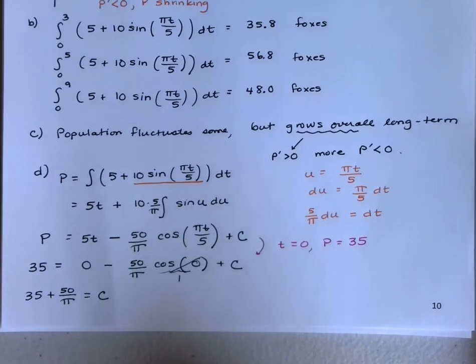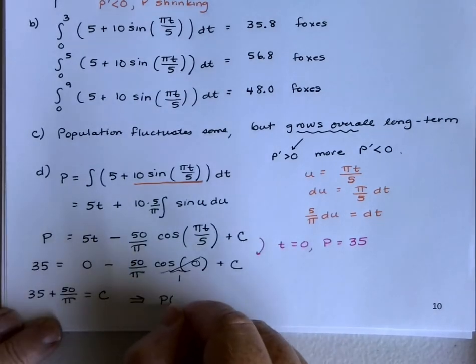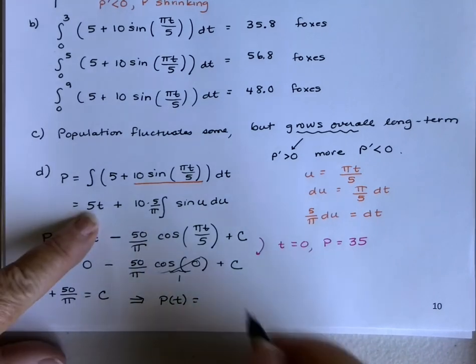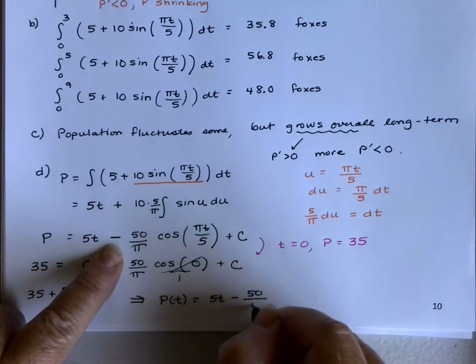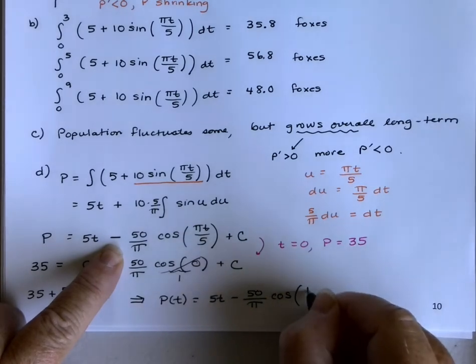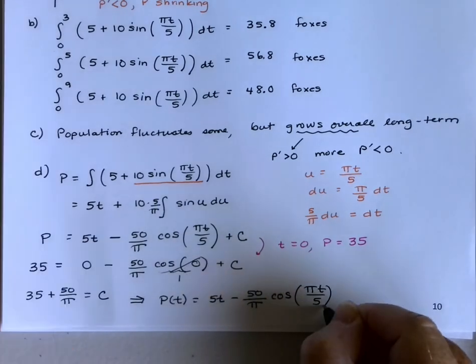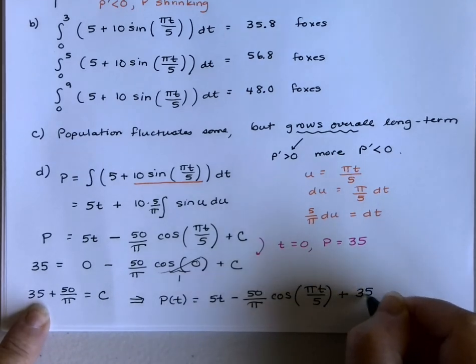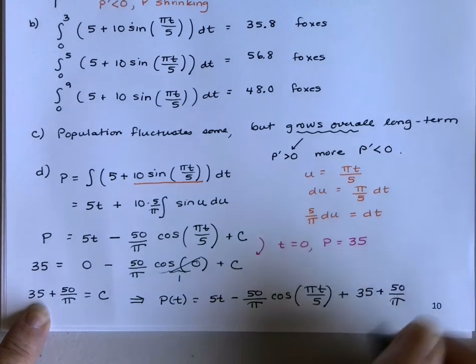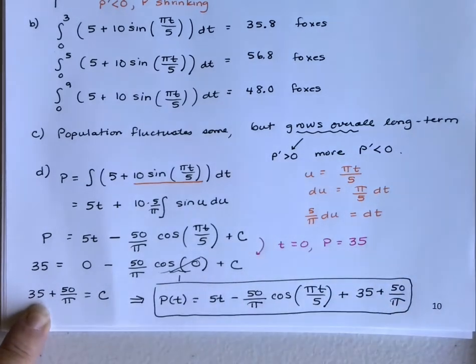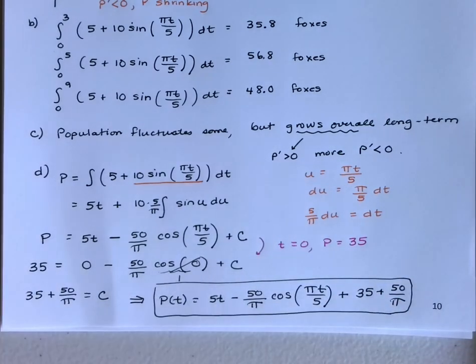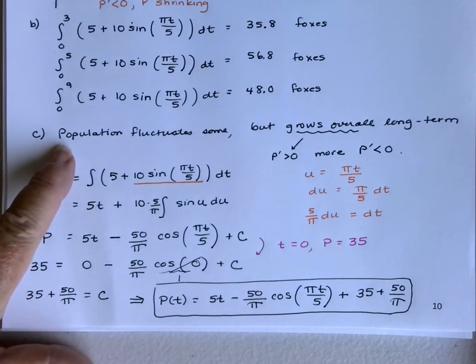And that means that p of t is 5t, oops, sorry, 5t minus 50 over pi cosine pi t over 5 plus 35 plus 50 over pi. And that's my future value equation. If I plugged any t values in there, it would give me the prediction for the population at that particular moment of time.